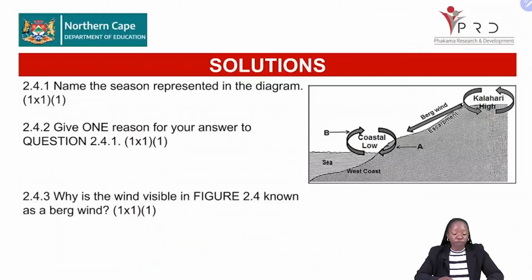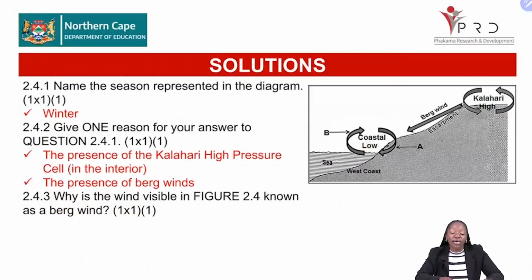So your 2.4.1, name the season represented in the diagram. So we see there is a Kalahari that is dominant. There are berg winds that are blowing down the escarpment. There is a coastal low. So indeed, this is winter. So in giving a reason, the presence of the Kalahari high cell in the interior, also the presence of berg winds, as you see in the diagram, and also that becomes your evidence.